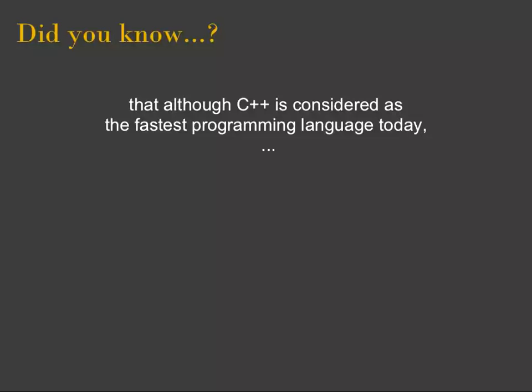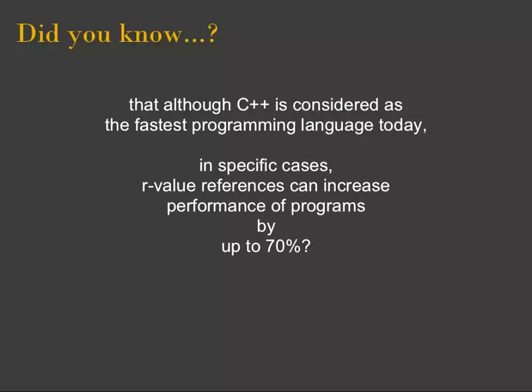Did you know that although C++ is considered the fastest programming language today, performance of programs can be increased by up to 70% only by adding R-value references to the language? Yes, up to 70% increase in performance. And how is it possible? That is the subject of my presentation.